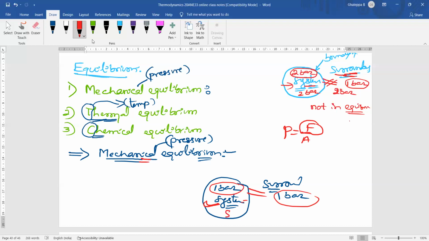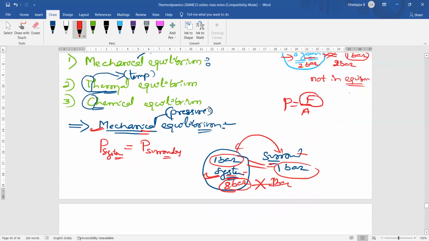If the pressure of the system is 8 bar and the surrounding pressure, that is atmospheric pressure, is 1 bar, we can say the system and surroundings are not in mechanical equilibrium, because I am focusing only on the pressure. These two may be in thermal equilibrium, because I don't know the temperature. So pressure values are not the same, so it is not mechanical equilibrium. If the pressure values are the same, then you say it is mechanical equilibrium. For example, if the pressure of the system is equal to the pressure of the surrounding, then system and surrounding are both in mechanical equilibrium with each other. Understood? Any doubts here?